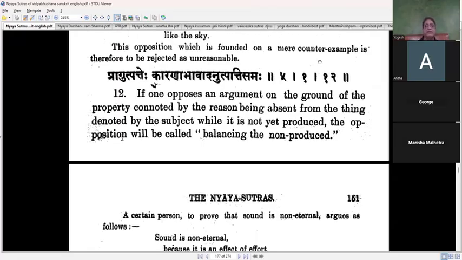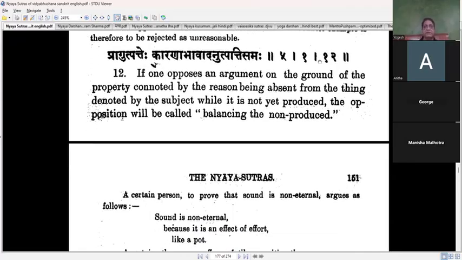Oh no, sorry. This one is the next. This is the 12th sutra. So the 12th sutra, if you count in series, will form the 13 logical fallacies, because we saw in one sutra itself there were 6 fallacies. So this is the 13th one.